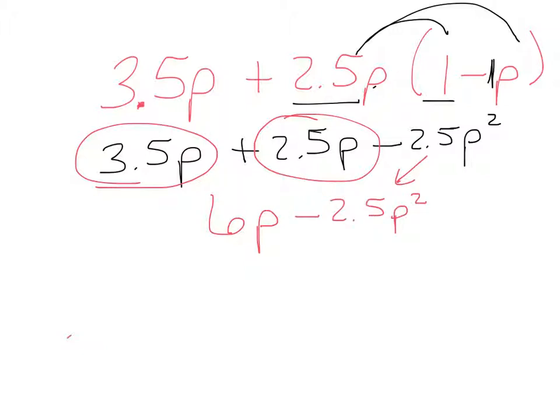Now notice, this p right here and this p squared are not like terms, so you cannot combine them. So do not subtract 6 minus 2.5. Just leave it like that, and that is your answer.